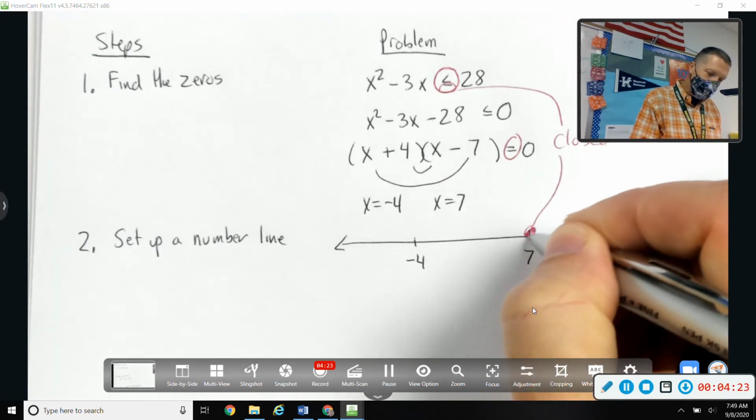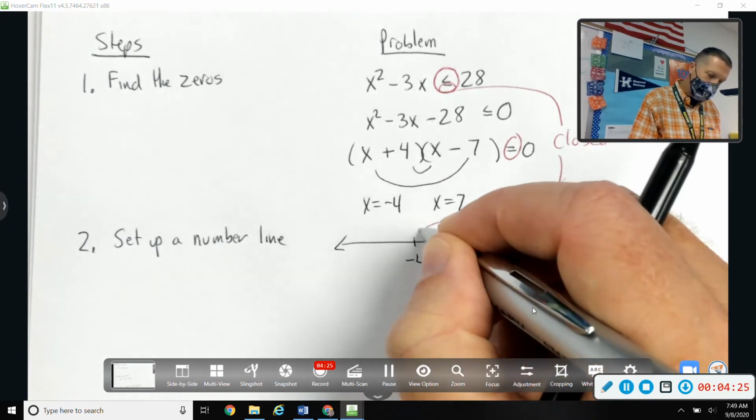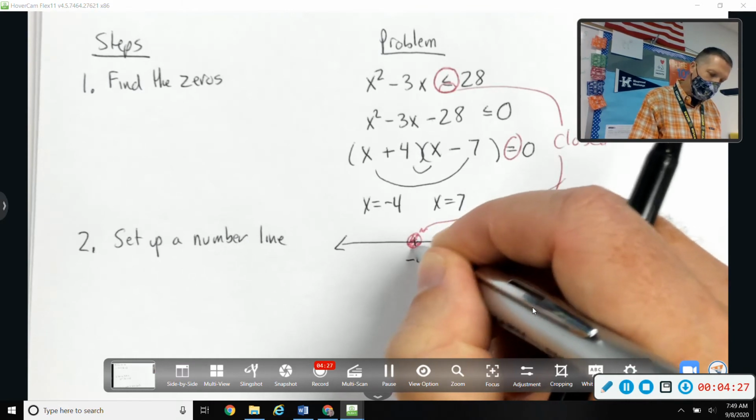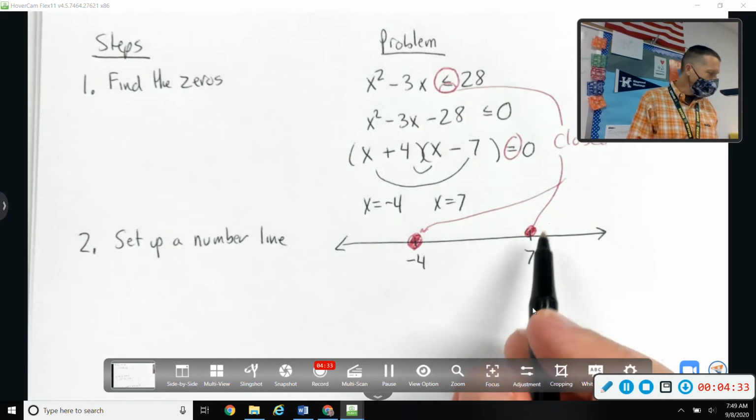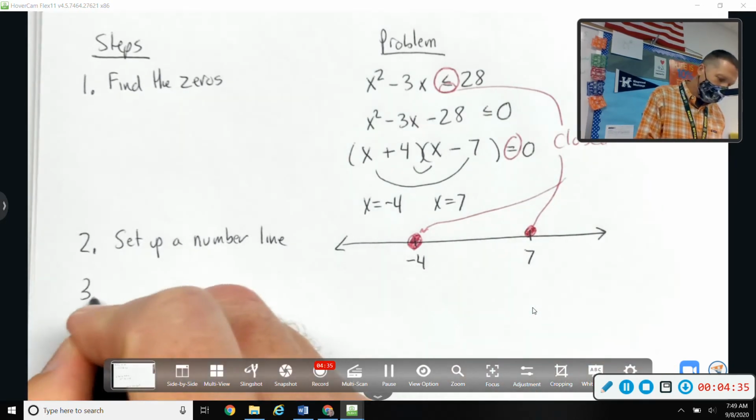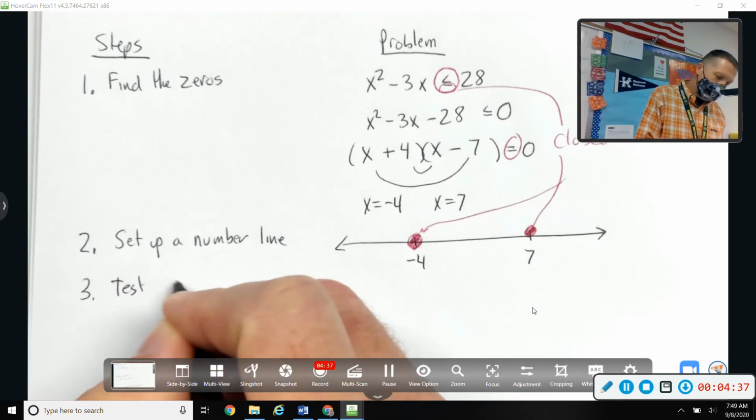So closed at 7, closed at negative 4. Closed meaning we want to include them, meaning they work. So our number line is set up. Now let's test the intervals.